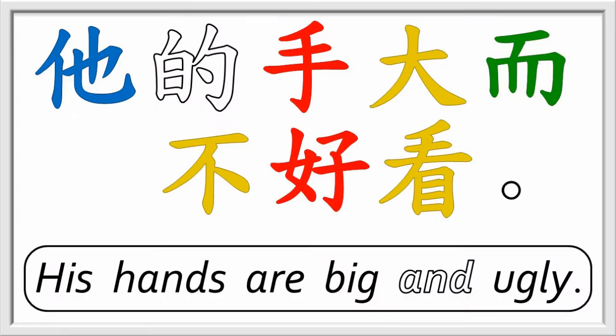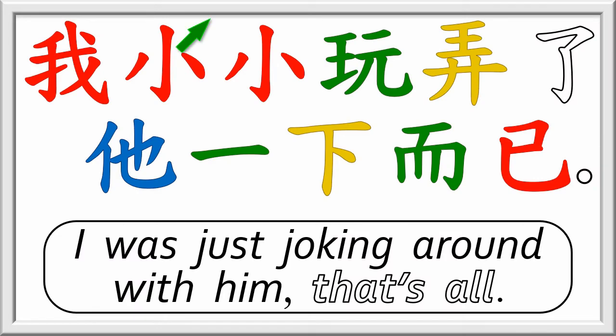肉丁小而少. The measly cubes of meat are few and far between. 他的手大而不好看. His hands are big and ugly. 我小小玩弄了他一下而已. I was just kidding around with him, that's all. 小小 and 一下 both mean just a little bit, and the literal meaning of 而已 is and stop. In other words, I was only teasing him, and I stopped before any harm was done.